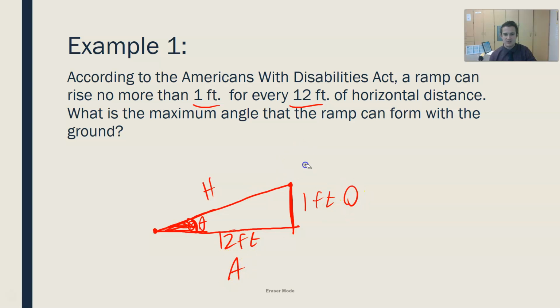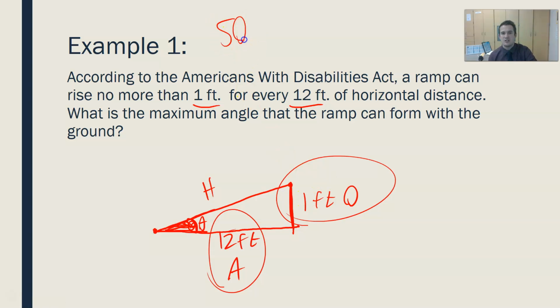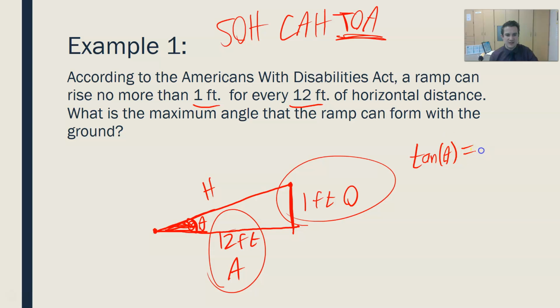I can delete this for a minute. I have my triangle. So with my adjacent and opposite sides, if I think of SOHCAHTOA, which trig function am I going to use with the opposite and adjacent sides? Well, tangent. So tangent of theta, the tangent of this angle, is equal to opposite over adjacent. Tangent of theta is equal to 1 over 12.